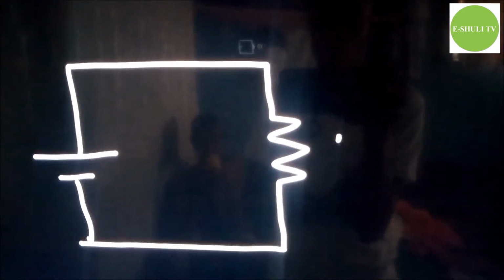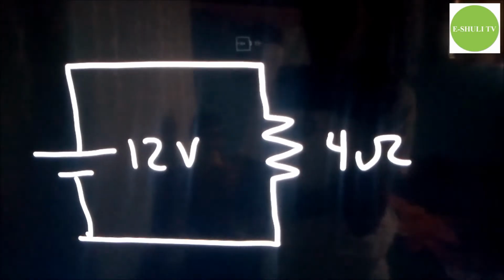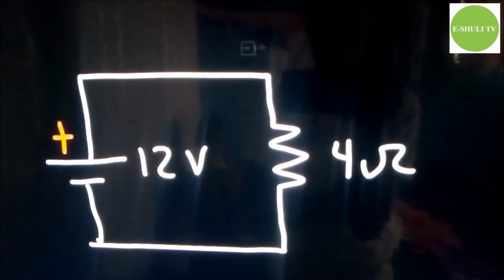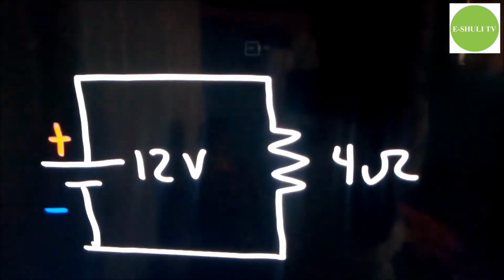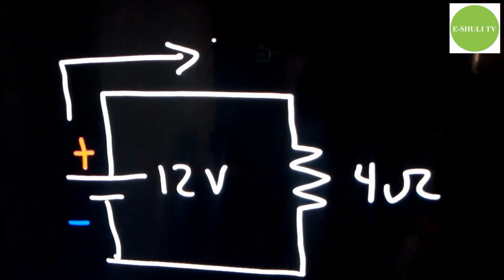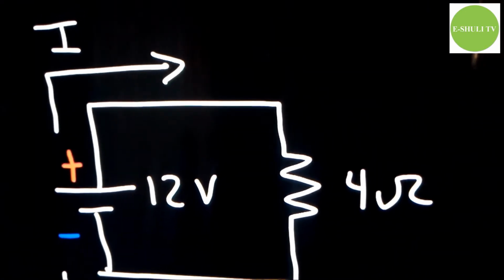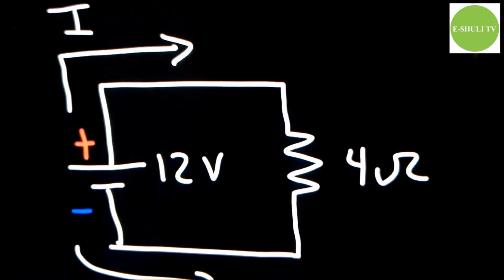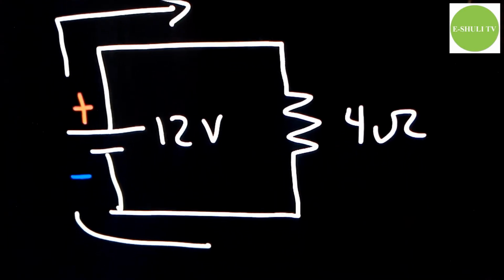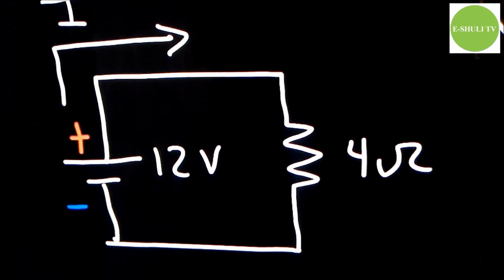Aha ngaha reka turebe example dukoresheje resistance ya ohm enye na volte 12. Then here the current will be equal to voltage over resistor.